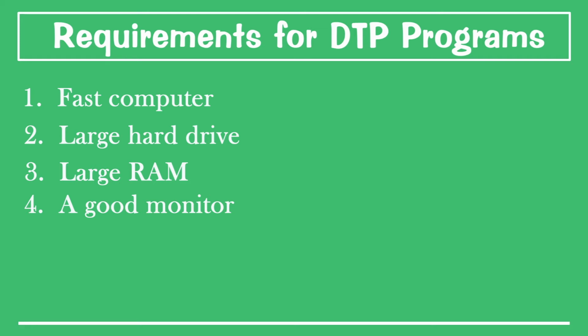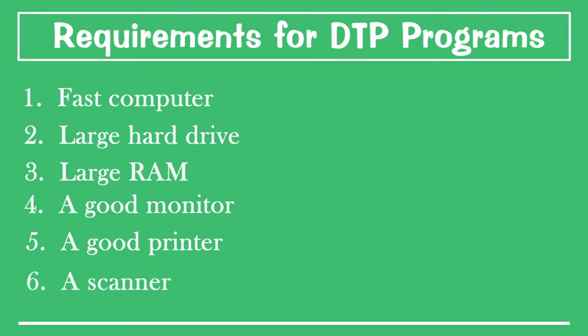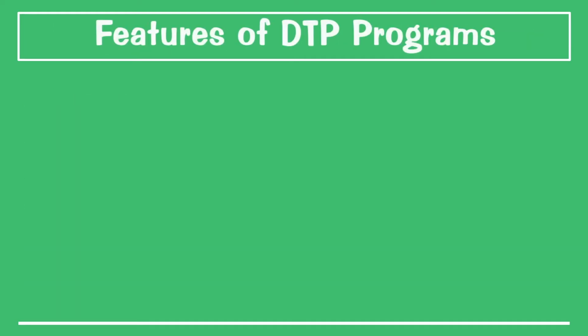And then also, once you're done with your designing, you need a very good printer, say a laser printer with high specification. And lastly, you would need a scanner. Viewers, we basically have looked at what is needed in order for us to do a publication. Now we will move further into the features of desktop publishing.